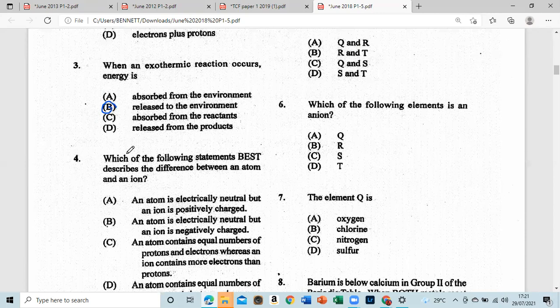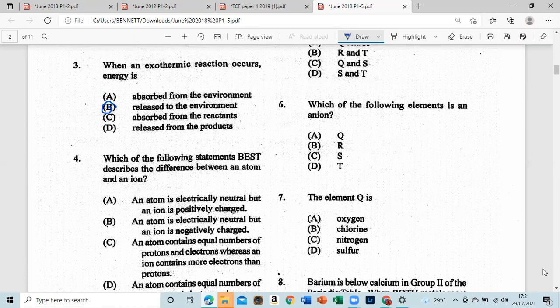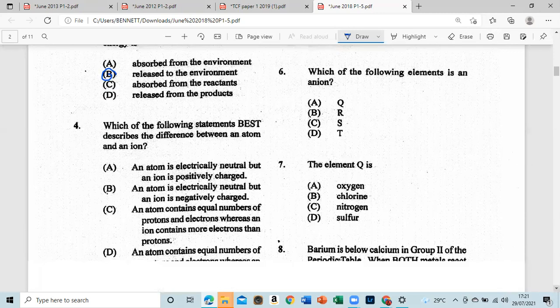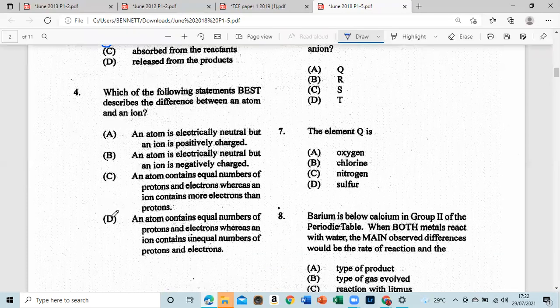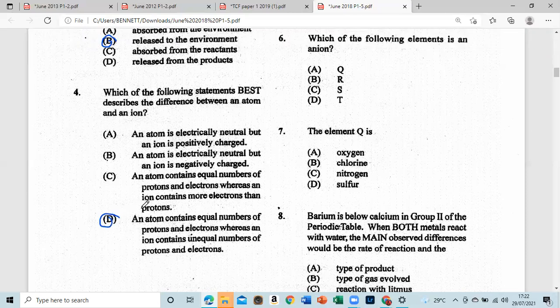Alright, on to four. Which of the following statements best describes the difference between an atom and an ion? So the difference between the atom and the ion, and that is D. An atom contains an equal number of protons and electrons, whereas an ion does not. So number four is D.